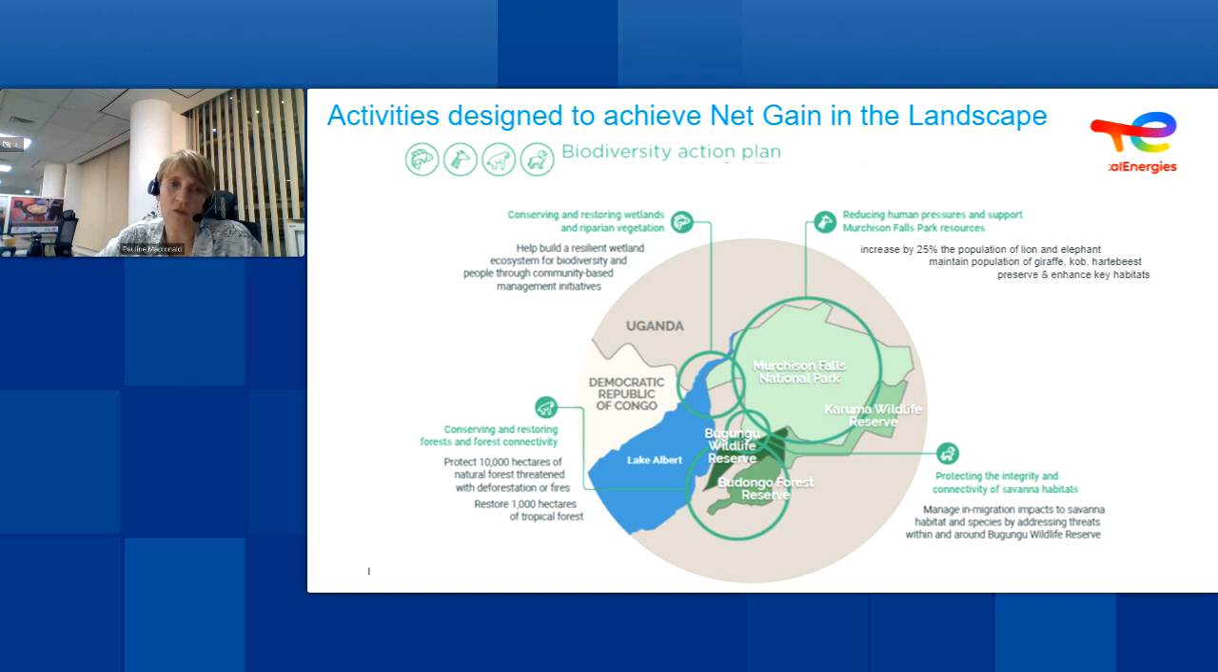And the fourth is conserving and restoring forests and forest connectivity. So we have targets related to protection of the existing forest corridor that remains. So these forest units that are critical habitat for chimpanzee, but also looking to restore in partnership with other organizations some of the forest fragments that have been lost over time.